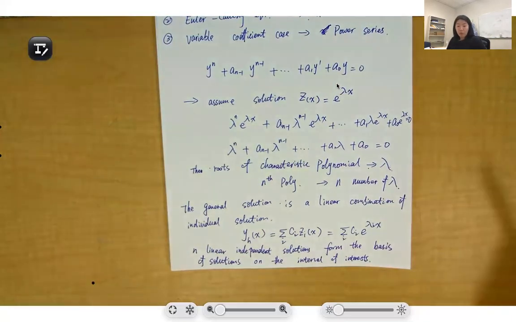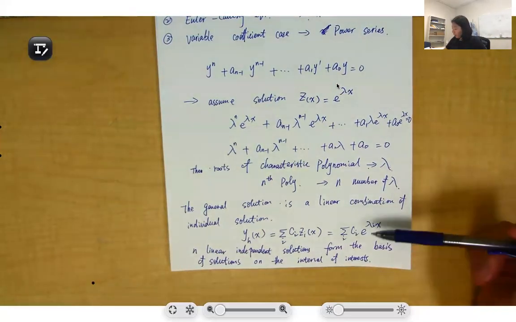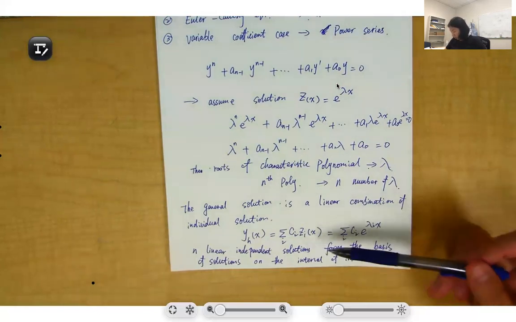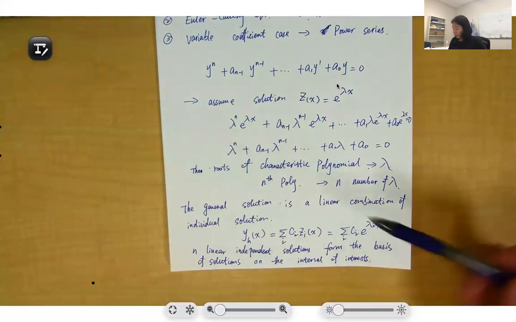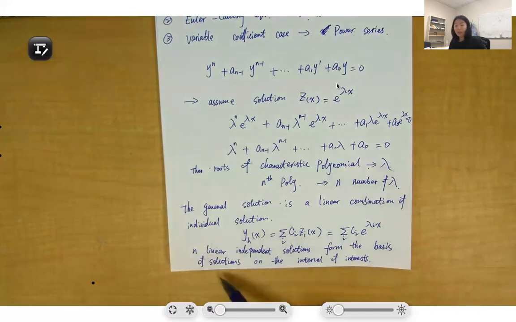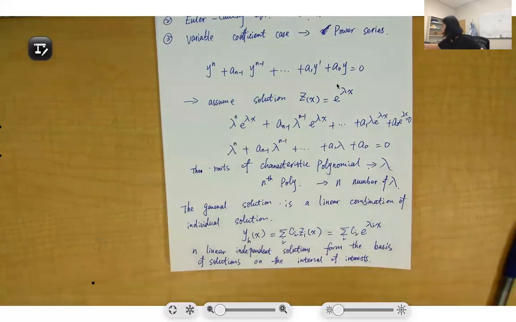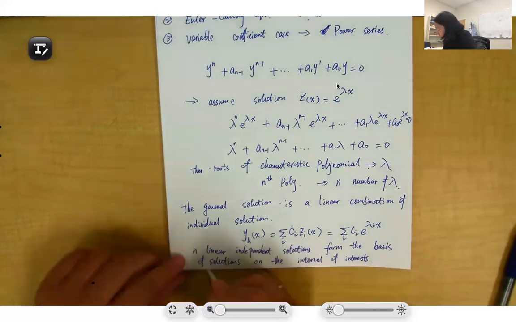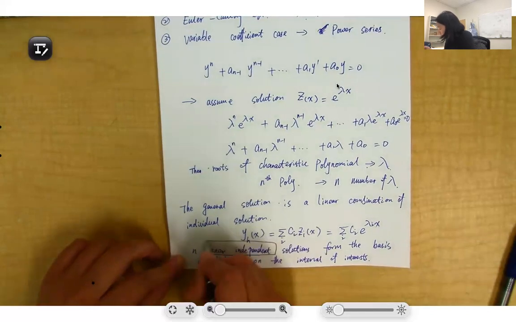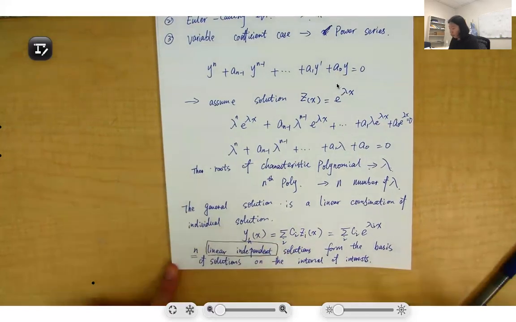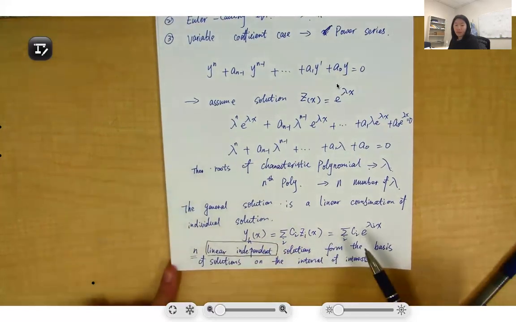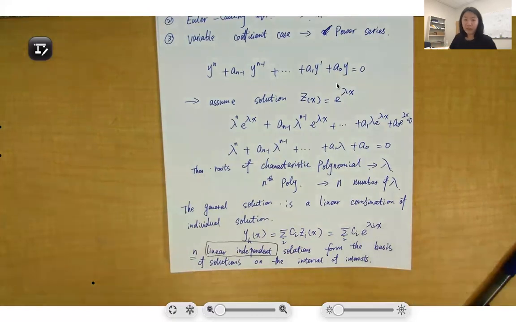So basically, for homogeneous equations, you will conclude that there are n linearly independent solutions, and this is the basis of your homogeneous solutions. And the definition of linear independence we will talk about later. So this is important: it has to be linearly independent solutions, and that is the basis of your homogeneous solution, and there are n of them for your nth order ODE. We will talk about what the definition of linear independence means.